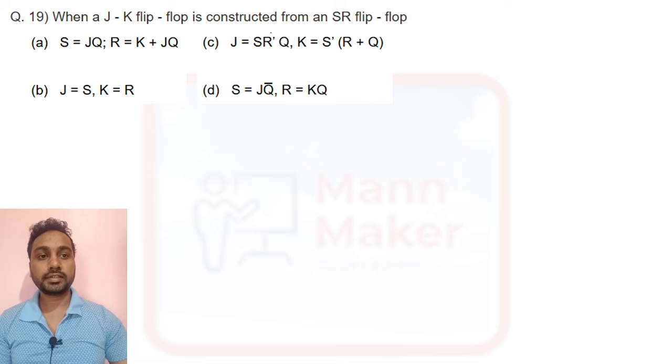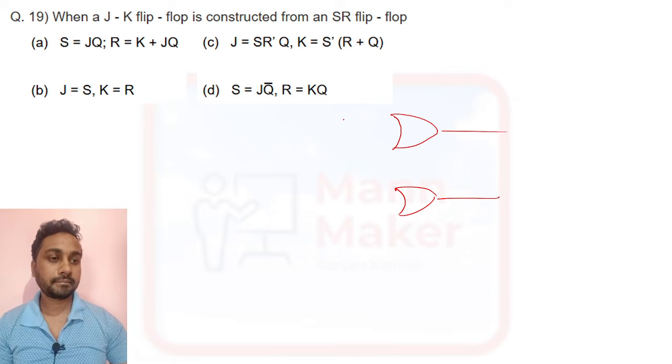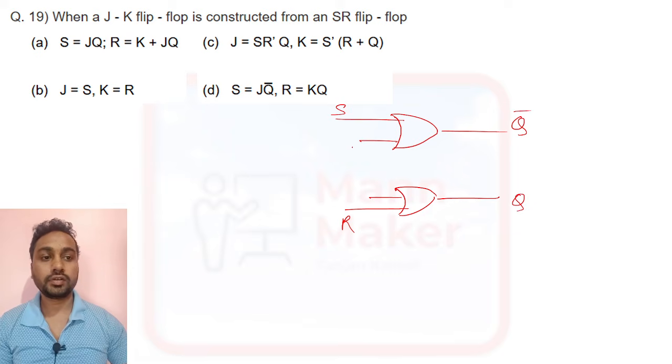When a JK flip-flop is constructed from an SR flip-flop, we need to design the JK flip-flop from the SR flip-flop. So first you design the SR flip-flop. This is your S and R flip-flop, this is your Q complement and this is your Q. This is your SR flip-flop.